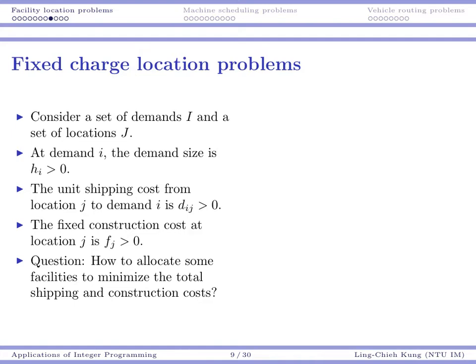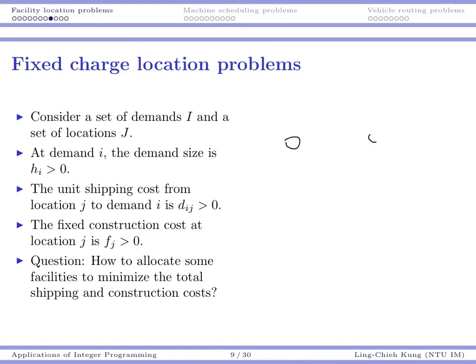What I also care about is the fixed construction cost at location J. Okay, that's a given number Fj. The question I want to ask is, how may I allocate some facilities to minimize the total shipping and construction cost? Well, I am talking about two kinds of costs. If I build a lot of facilities, then the shipping cost would be smaller because the distance between facilities and demands will become smaller. But then I need to pay a lot of construction cost, so that's not good.